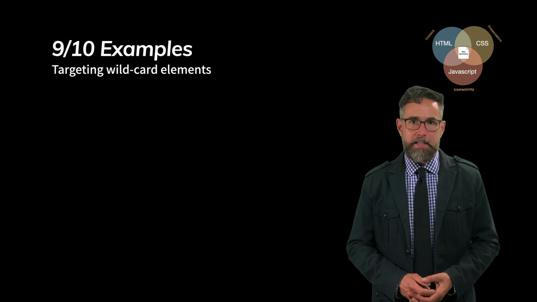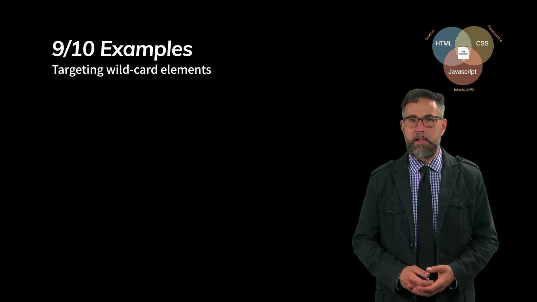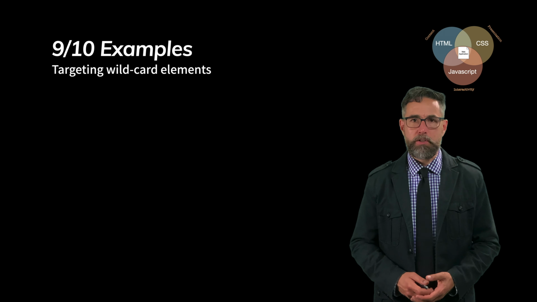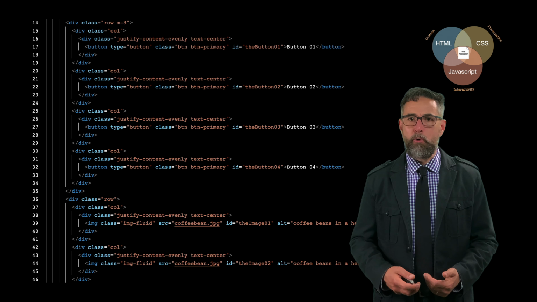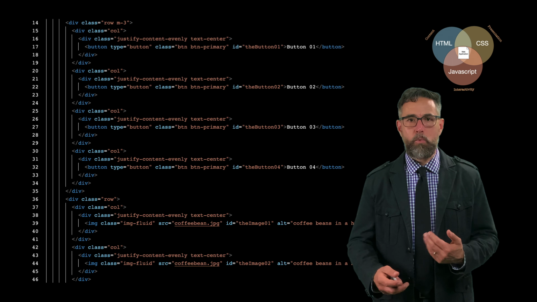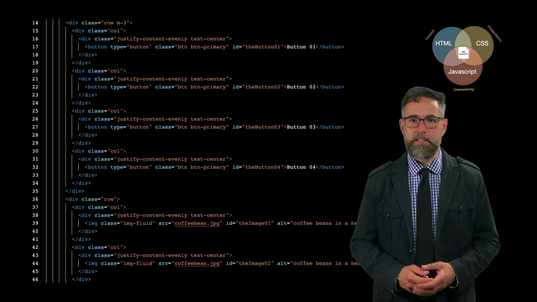Another example that we haven't talked about much in CSS is targeting wildcard elements. And that's using placeholders in order to reference multiple elements. So this is kind of a crazy CSS example too. Same structure as before, except that this time I've called the buttons button 1, button 2, button 3, button 4, as far as the text that the user is going to see. And then we have our 2 images as well.